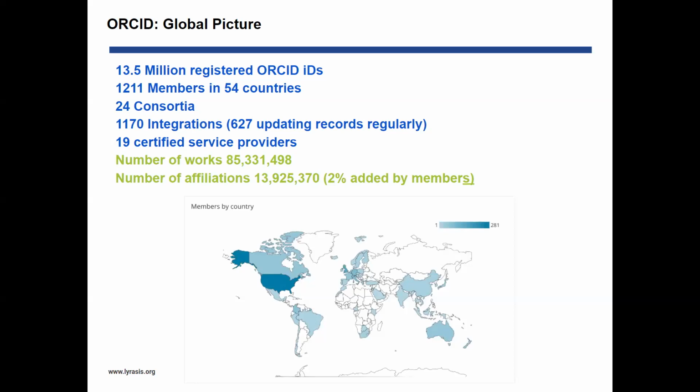I have to say that only 2% of these 13 million affiliations are added by members, but we are expecting this to change also with the use of the affiliation manager, which has 2 very nice use cases in the US Community Consortium, Baylor University, and also the University of Georgia. And that would be it from my end. Thank you very much.